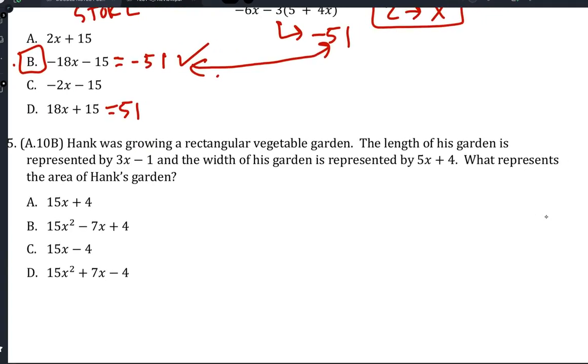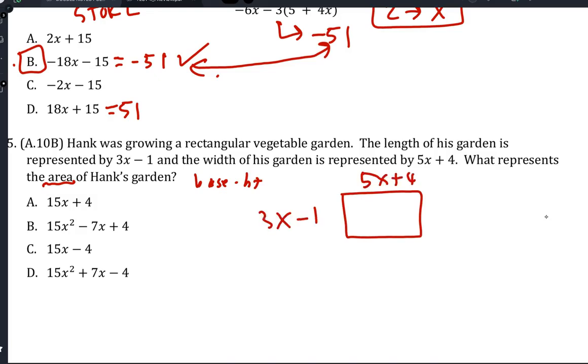Same thing on this one. Okay, we want to know the area. The area is base times height. Okay, so draw your rectangle, and I'm going to make 5x plus 4, and I'm going to have a 3x minus 1. Now then, when you multiply this, you must use parentheses, okay? If you don't use parentheses, you won't get it right.